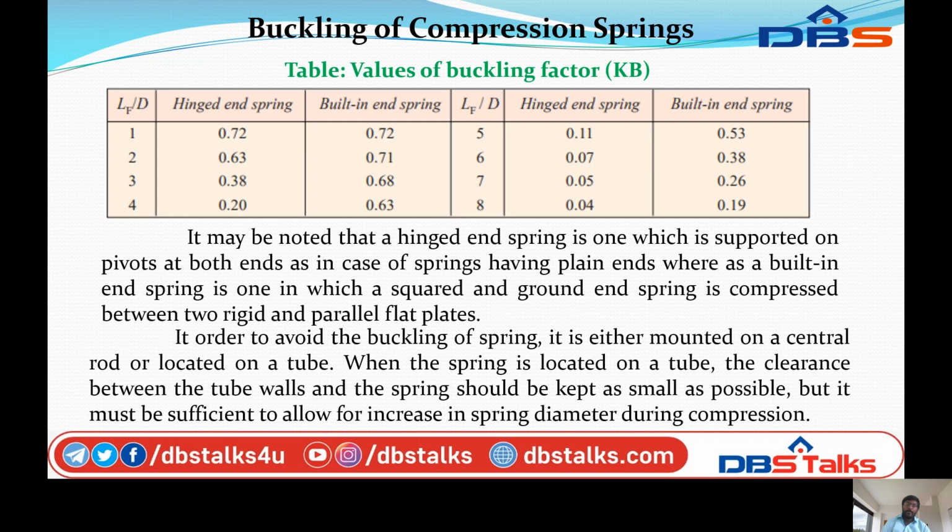In order to avoid the buckling of the spring, it is either mounted on a central rod or located in a tube. When the spring is located in a tube, the clearance between the tube wall and the spring should be kept as small as possible, but it must be sufficient to allow for increases in spring diameter during compression. So these are the points on buckling of compression springs.